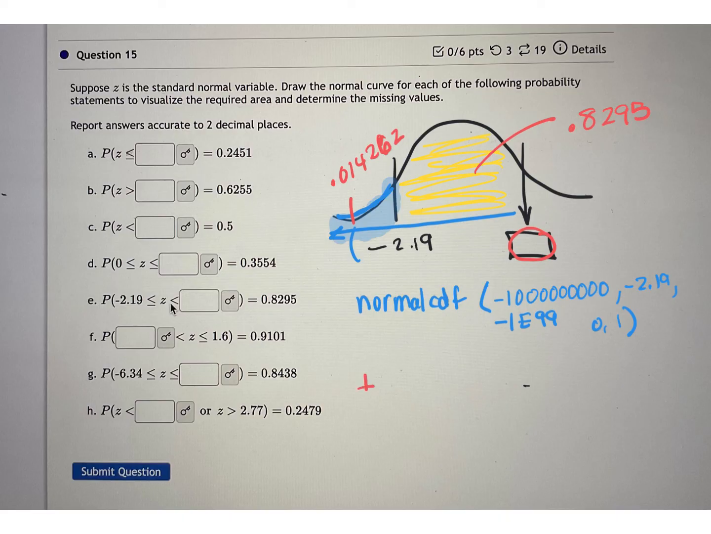And I am going to go inverse normal. Left of the area is 0.84376201, and hit enter. And this is going to be 1.01004, but that is going to round to 1.01. Okay, so that was E.